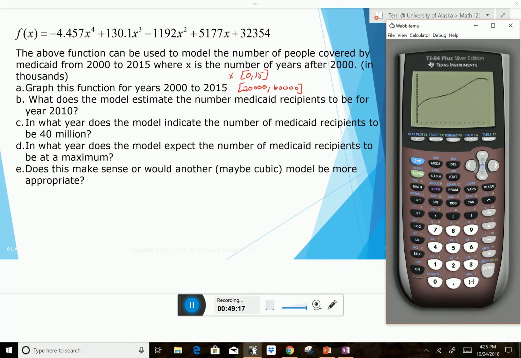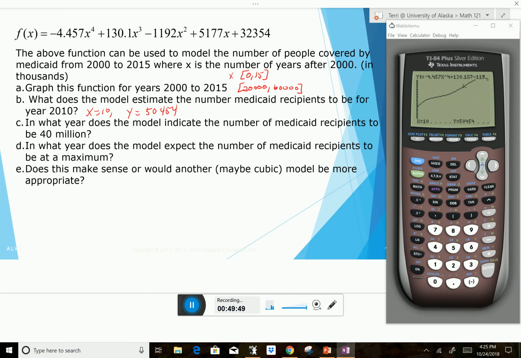So what does the model estimate the number of Medicaid recipients to be for the year 2010? Okay, so that is just x equals 10, right? So all we have to do is go to value x equals 10. And then y is 50454.